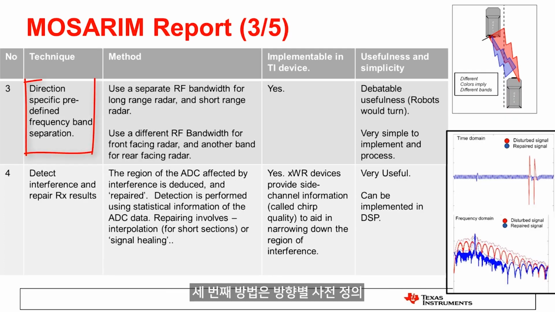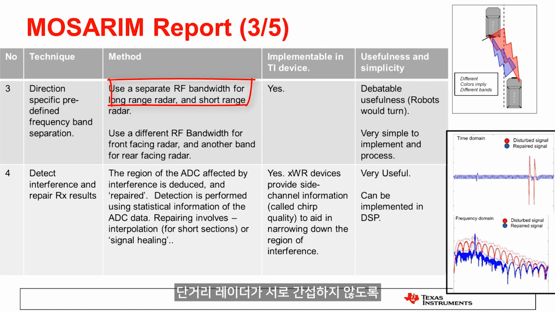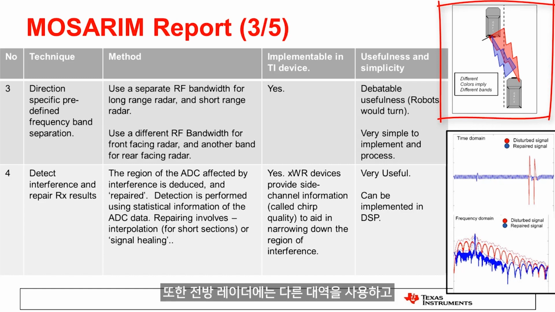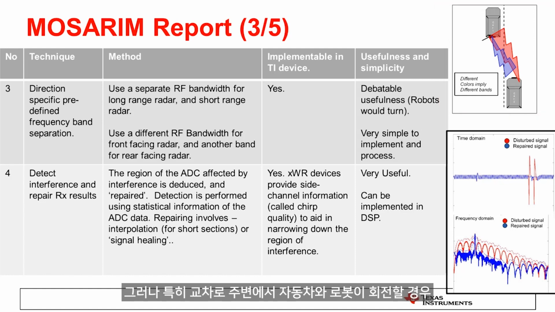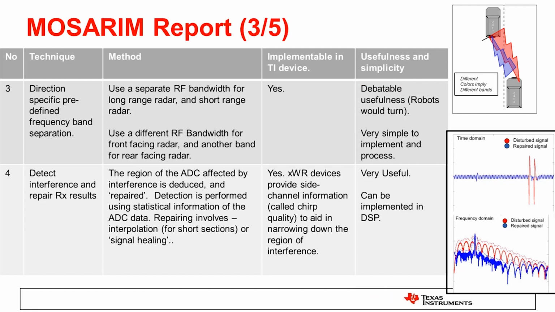The third method is called direction-specific predefined frequency band separation. In this method, we use a separate band for long-range radar and short-range radar so that they do not interfere with one another. It also recommends the use of a different band for front-facing radar and another band for rear-facing radar. This is easily implementable in TI devices. However, its usefulness is debatable, specifically because cars and robots would turn, especially around intersections, and void this method's usefulness. However, it is very simple to implement and process.